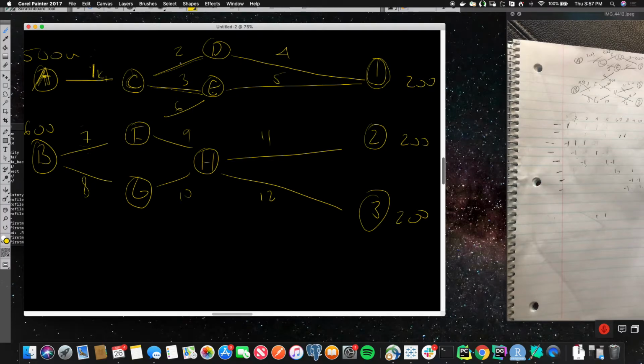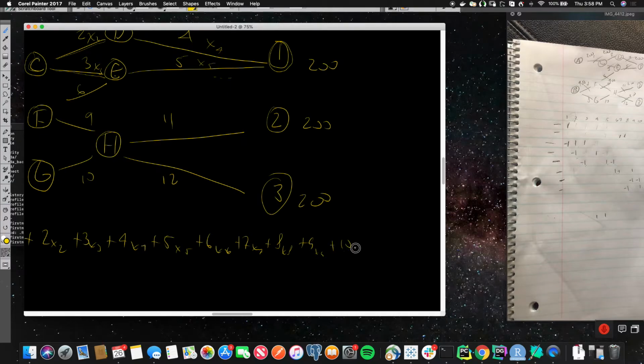So what we're going to do is give everything a variable here. So this is x3, x4, x5, and so on. And so what we want to do is minimize 1x1, plus 2x2, plus 3x3, plus 4x4, plus 5x5, plus 6x6, plus 7x7, plus 8x8, plus 9x9, plus 10x10, plus 11x11, and plus 12x12.